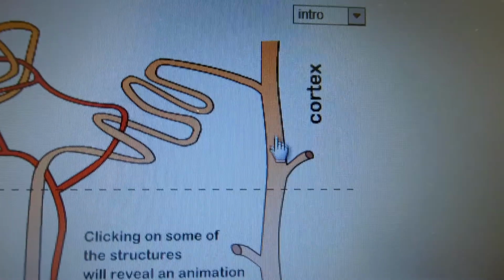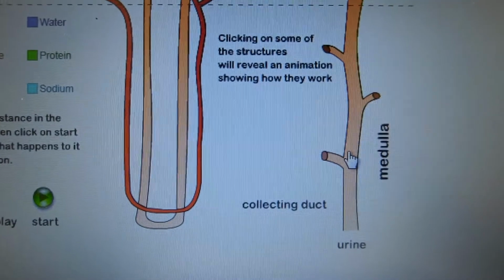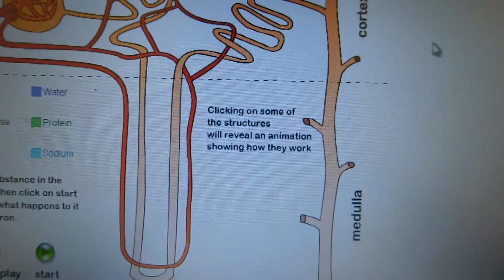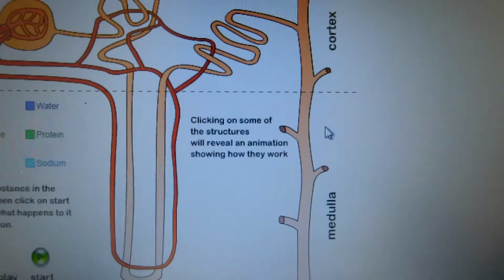And then finally it leads into the collecting duct. So this is your collecting duct. As you notice, the collecting duct has many branches, meaning that many nephrons connect to one collecting duct. So they actually share a collecting duct.